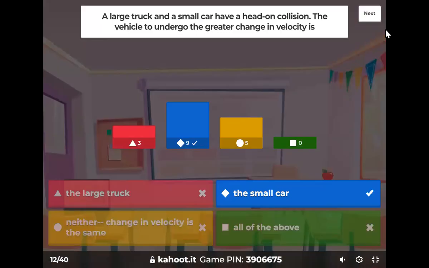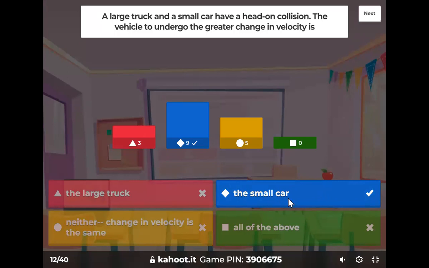A small car, right? So it's the same force on both vehicles. Hey, this reminds me a lot of the bug versus the car, right? Same forces, but different masses, different accelerations. So the small car: take that force divided by a small mass. It's going to accelerate a lot. It's going to change state of motion a lot.